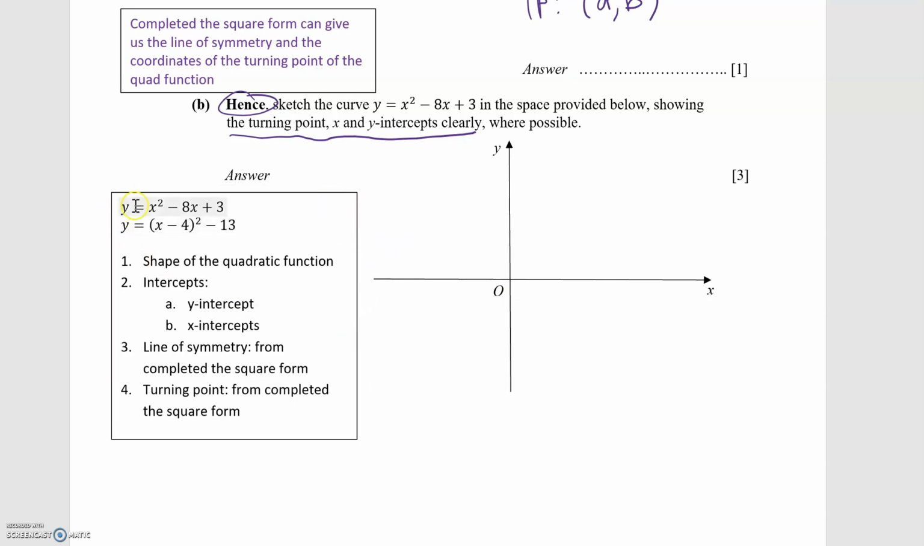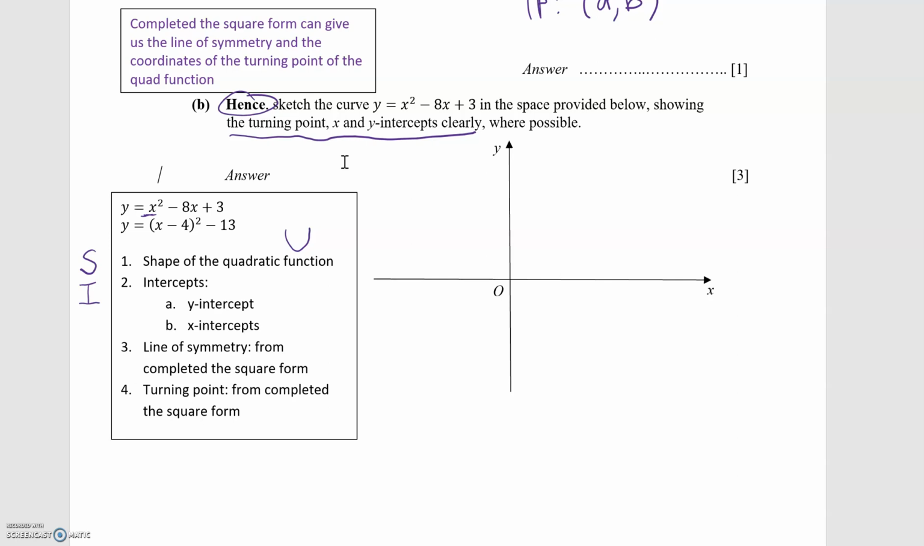Okay, so I have this function and I wrote down the completed the square form. Now, 4 things that we usually look out for when I want to draw a sketch of a quadratic function. So I have S, the shape of the quadratic function. Now in this case, we have to look at the coefficient of x squared. The coefficient of x squared is positive, so the shape of the quadratic function that we have here will be like this.